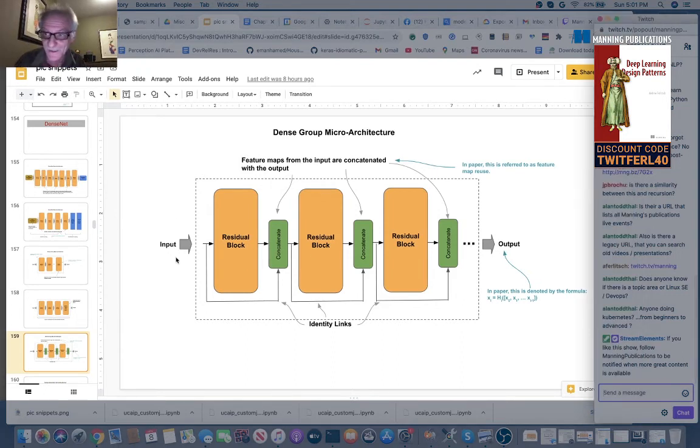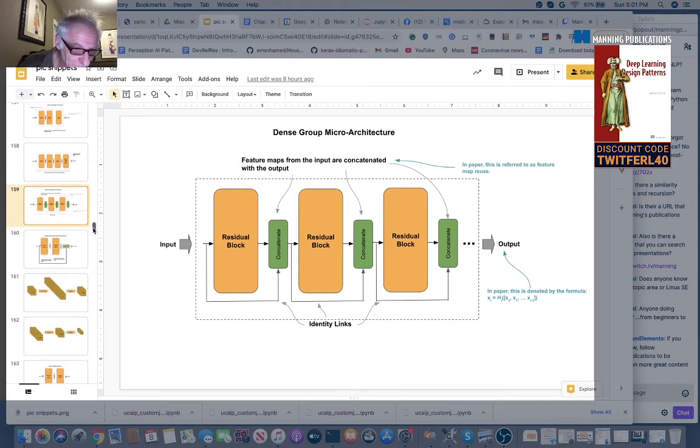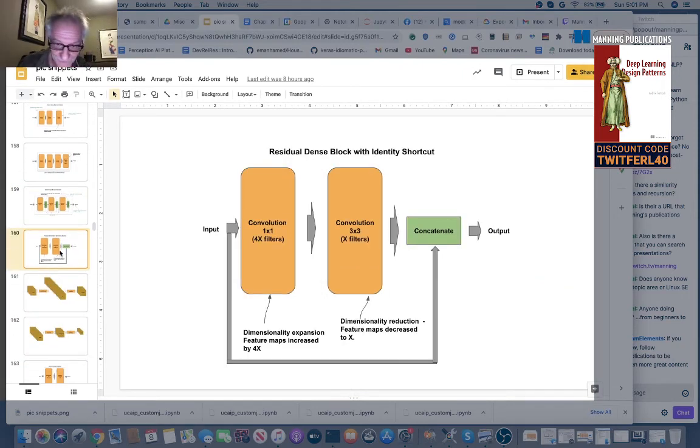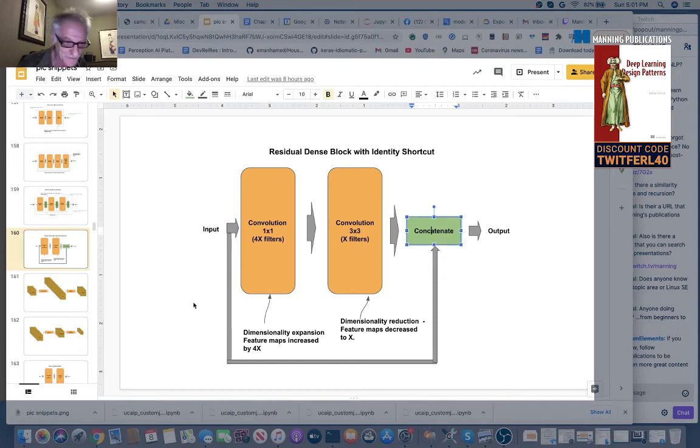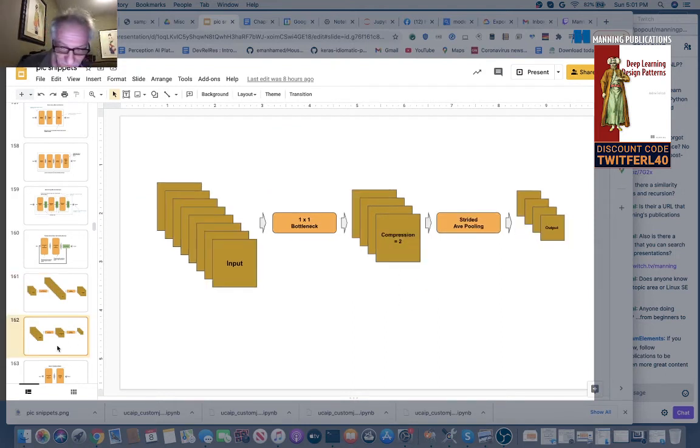Okay, I don't see any other questions. Let's see what else might be interesting. Yeah, this just shows that it's really the same as a residual block, but we have a concat there instead of an add. There's something here. This is just another type of picture you might see. I want to look at different things here.